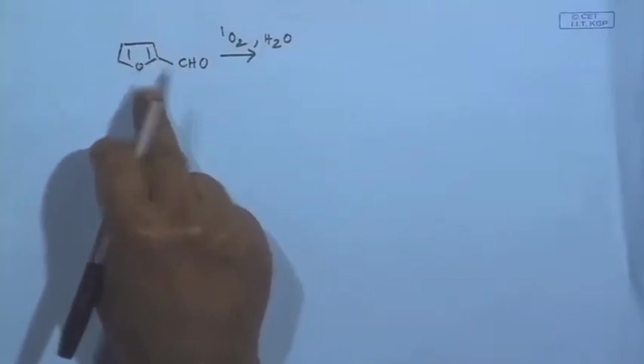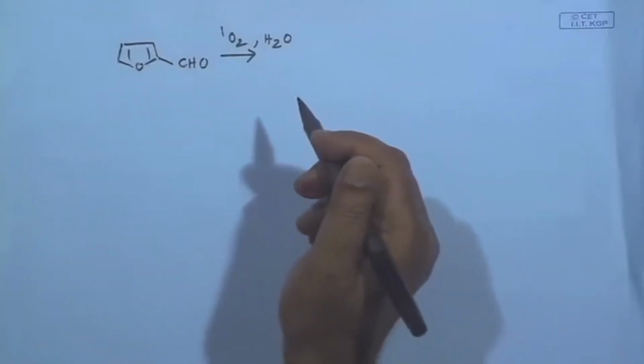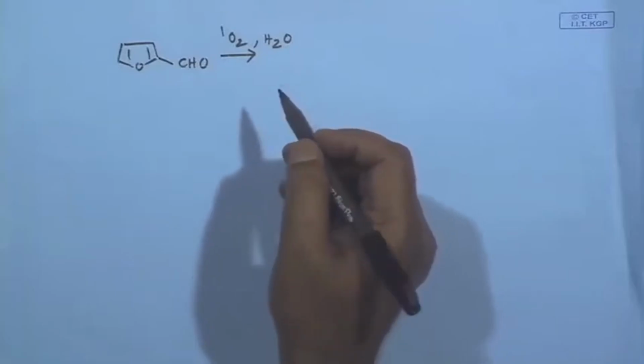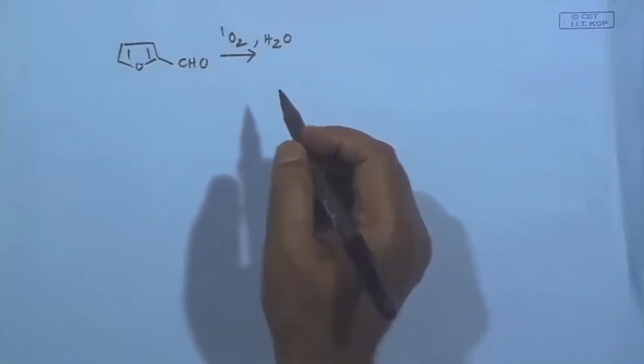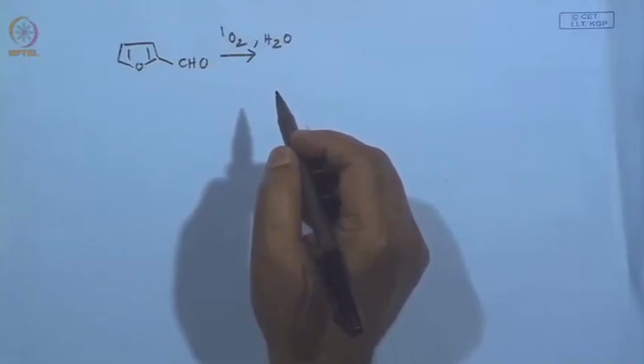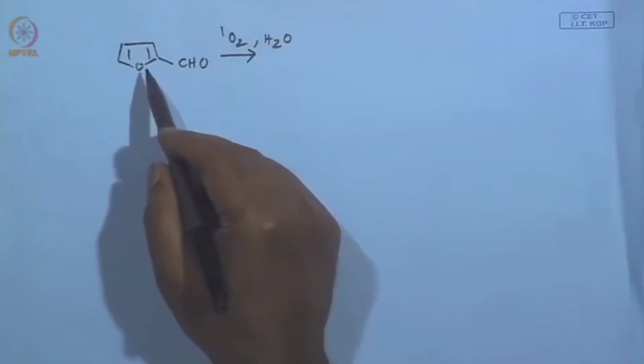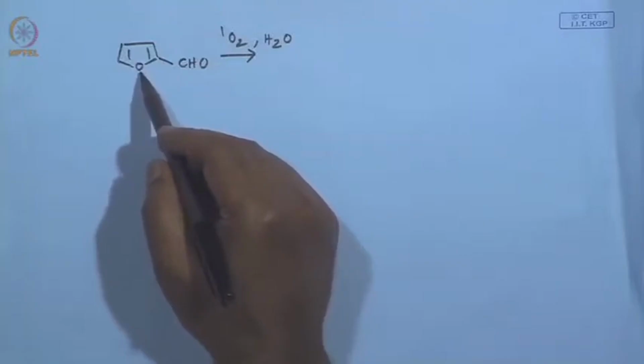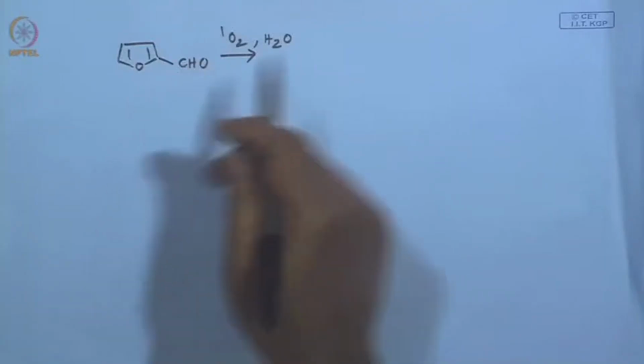You can see here furfural in the presence of singlet oxygen, and singlet oxygen is, as I said before, routinely produced by passing oxygen through a solution of eosin or rose bengal, at room temperature or even at 0 degree centigrade. But what is the product? How do I know? One can see that in the starting material you have an oxygen belonging to furan and an oxygen belonging to the aldehyde.